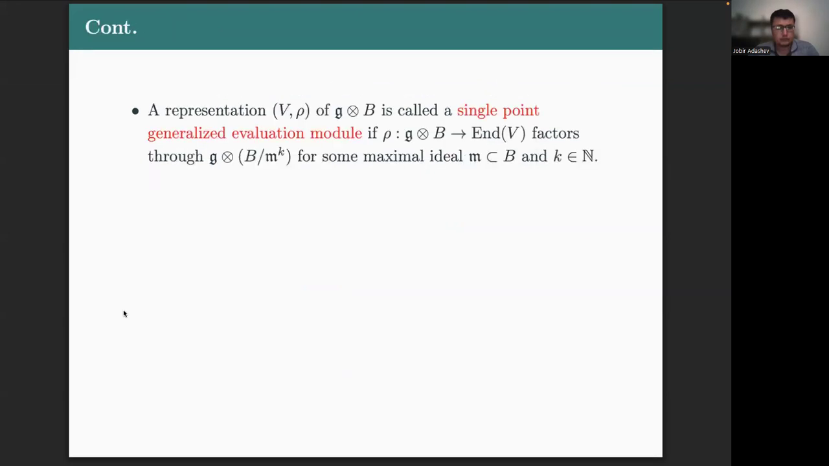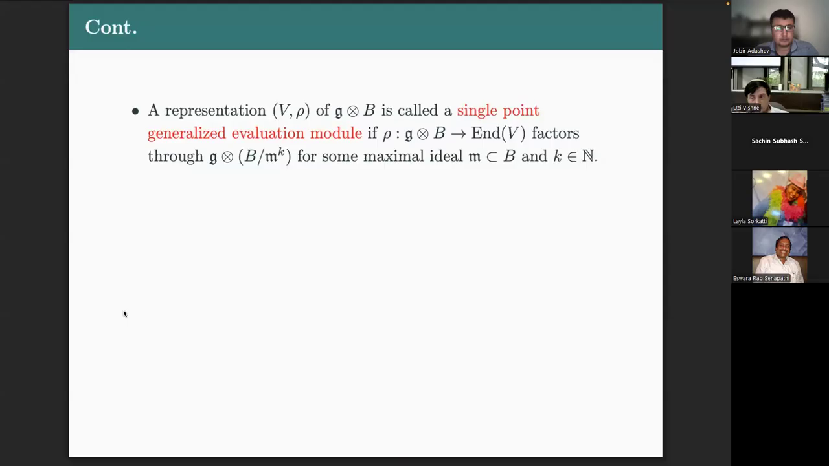And so the most natural representations that occur for G tensor B are the single point generalized evaluation modules. What are those? Those which factor through G tensor B mod M^k, where M is a maximal ideal. To understand, they are very easy. Just take the case k equal to 1. It is called a single point evaluation module.